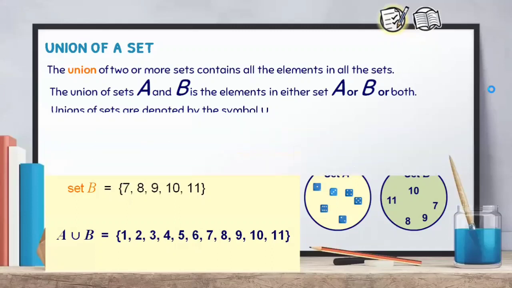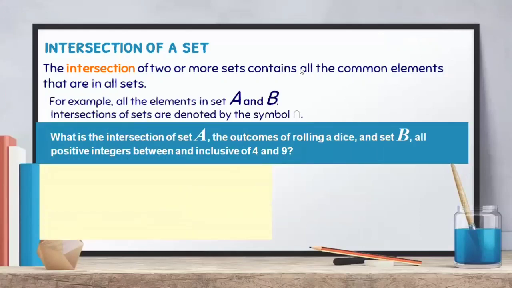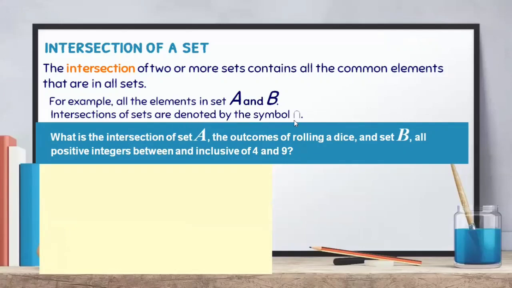None. Now let's go to another one, intersection of a set. The intersection of two or more sets contains all the common elements that are in all sets. So what are the common elements that can be found in both set A and set B? The intersection of sets is denoted by this symbol, which is like an inverted union symbol. So what is the intersection of set A, the outcomes of rolling a die, and set B, all positive integers between and inclusive of 4 and 9?